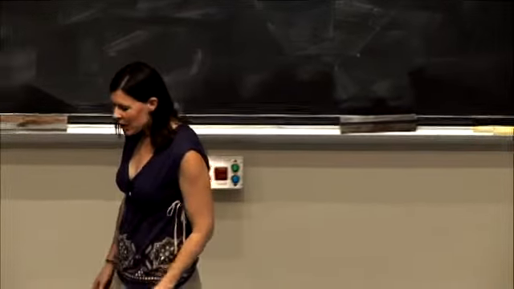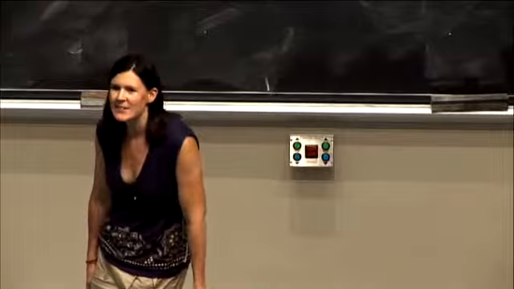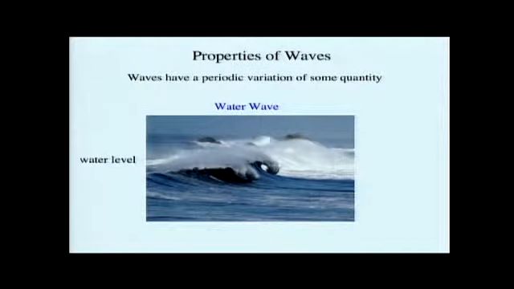So we'll start with thinking about some properties of waves that are going to be applicable to all waves that we're talking about, including light waves. The easiest kind of waves for us to picture are ocean waves or water waves, because we can in fact see them, but they have similar properties to all waves.